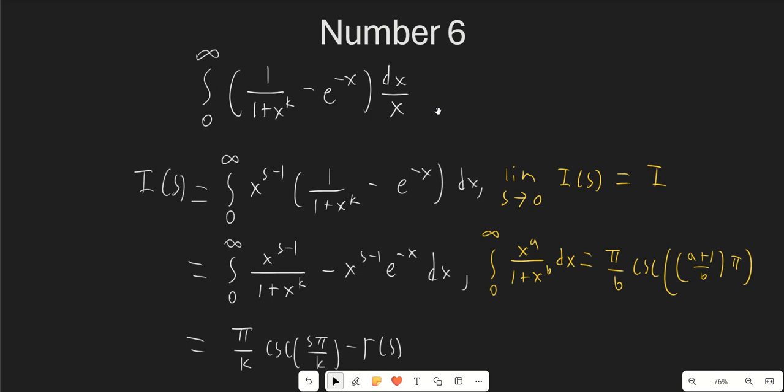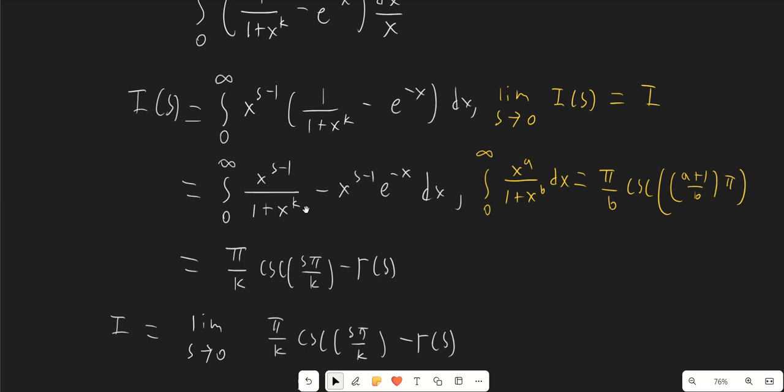So again, we're going to rewrite this as the Mellin transform I of s equals the integral from 0 to infinity of x to the s minus 1 times (1 over (1 plus x) to the k minus e to the negative x) dx. And we're taking the limit as s goes to 0 because this gives us back our original integral. So we can split it apart. Note that we can't actually split apart these two integrals because then our integral would diverge as s nears 0. I guess we still could do that, since it will converge for s greater than 0, but it's good to keep everything together so that we can make sure it converges.